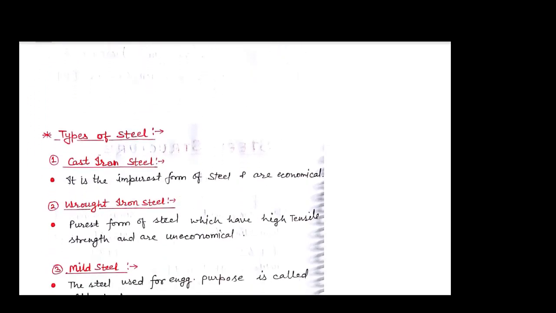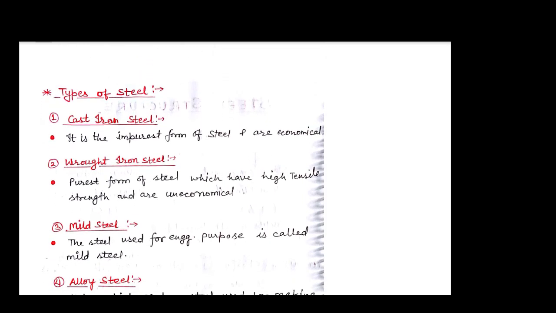There are some different types of steels which are provided for use. First is cast iron steel. The steel in which the iron component is much higher is cast iron steel. It is the impurest form of steel and is economical. It is not a pure form of steel, it has much more iron, so it is economical. Second one is wrought iron steel. Wrought iron is the purest form of iron, so it is the purest form of steel, which has high tensile strength and is uneconomical, because due to the purity it becomes a little costly.